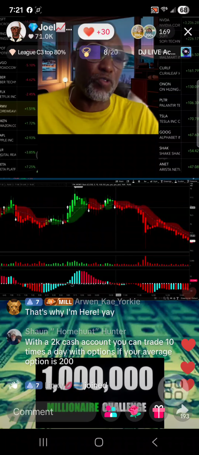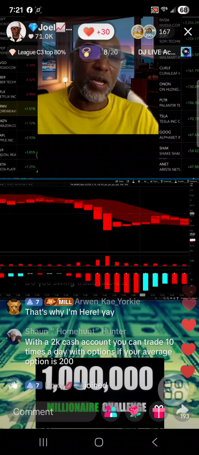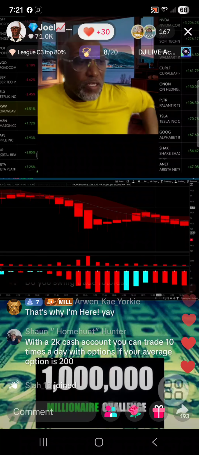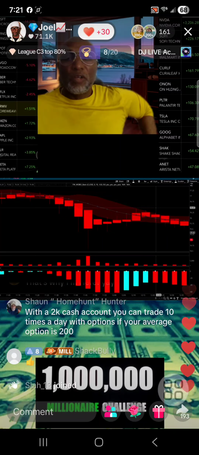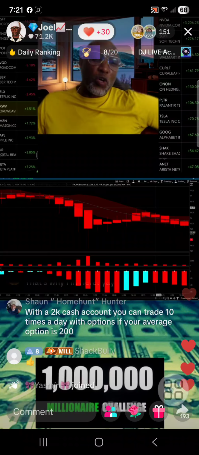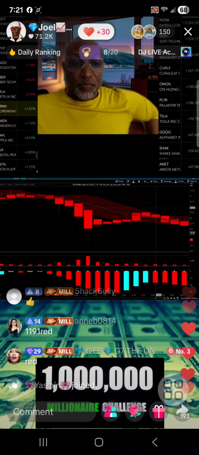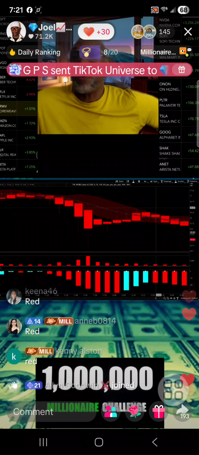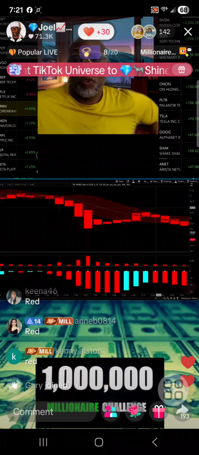Y'all see this move right here? What color do y'all see? What color do you see on your screen? Someone tell me, what color do you see on your screen? If you didn't know to short that from 10:30 to 12:30, I can't tell you what else to do as a trader.